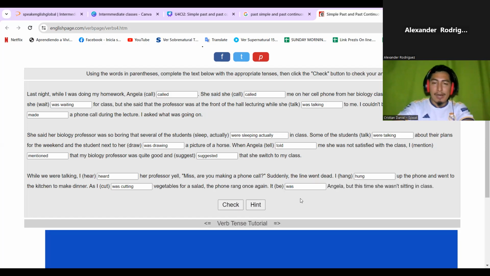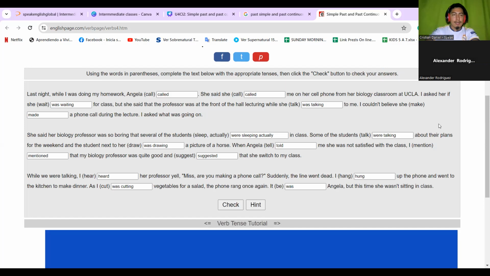Okay, we finished with this paragraph. Let me read it for you, and then you will do it. Okay, last night while I was doing my homework, Angela called. She said she called me on her cell phone from her biology classroom at UCLA. I asked her if she was waiting for class, but she said that the professor was at the front of the hall lecturing while she was talking to me.